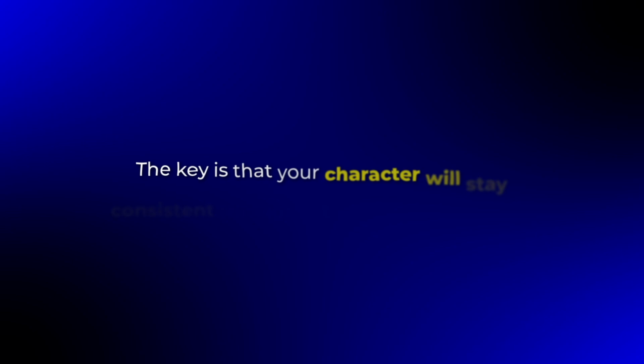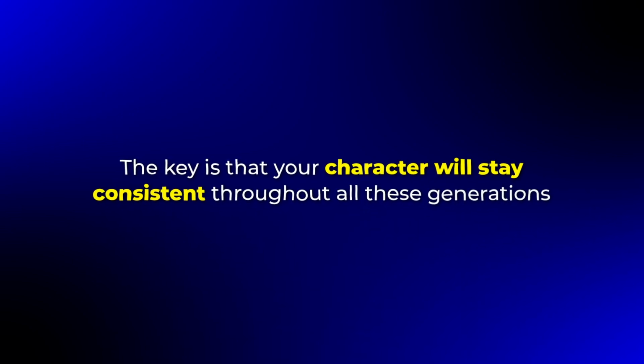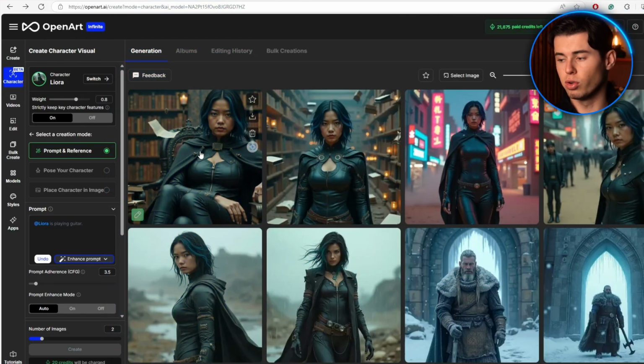Sometimes it takes a couple of tries to get exactly what you want, but that's totally normal. The key is that your character will stay consistent throughout all these generations. Now, if you're following along and trying this yourself, you might notice that sometimes the results aren't perfect on the first try. That's totally normal, and actually, I've got some tricks to fix that, which I'm about to show you.